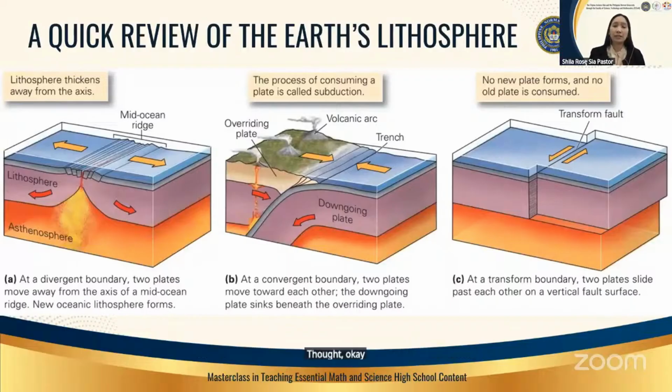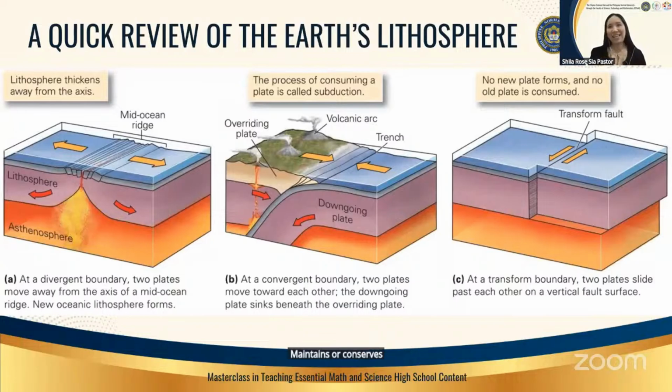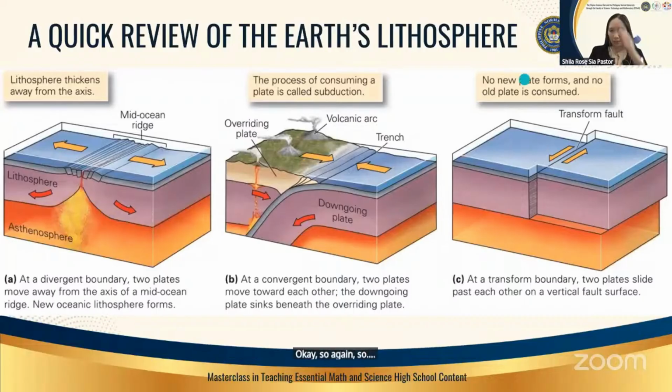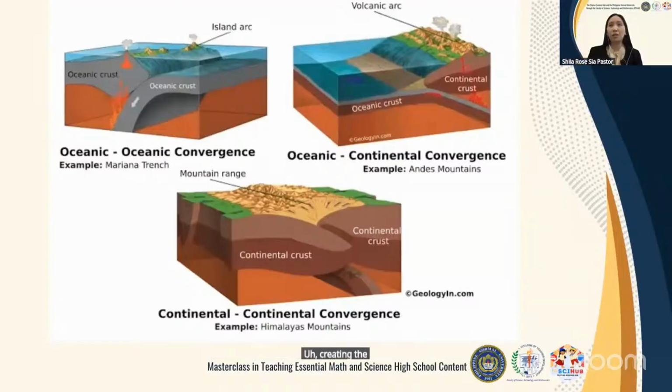Okay? So, these are the three types of plate boundaries that are located on Earth. This maintains or conserves the size, technically, of your Earth. No? Kasi may creation, may destruction. Okay? So, ayan. So, mga sinasabi nila dyan sa seafloor spreading, yun yung mechanism natin along with the idea of the continental drift theory, creating the now plate tectonics theory.